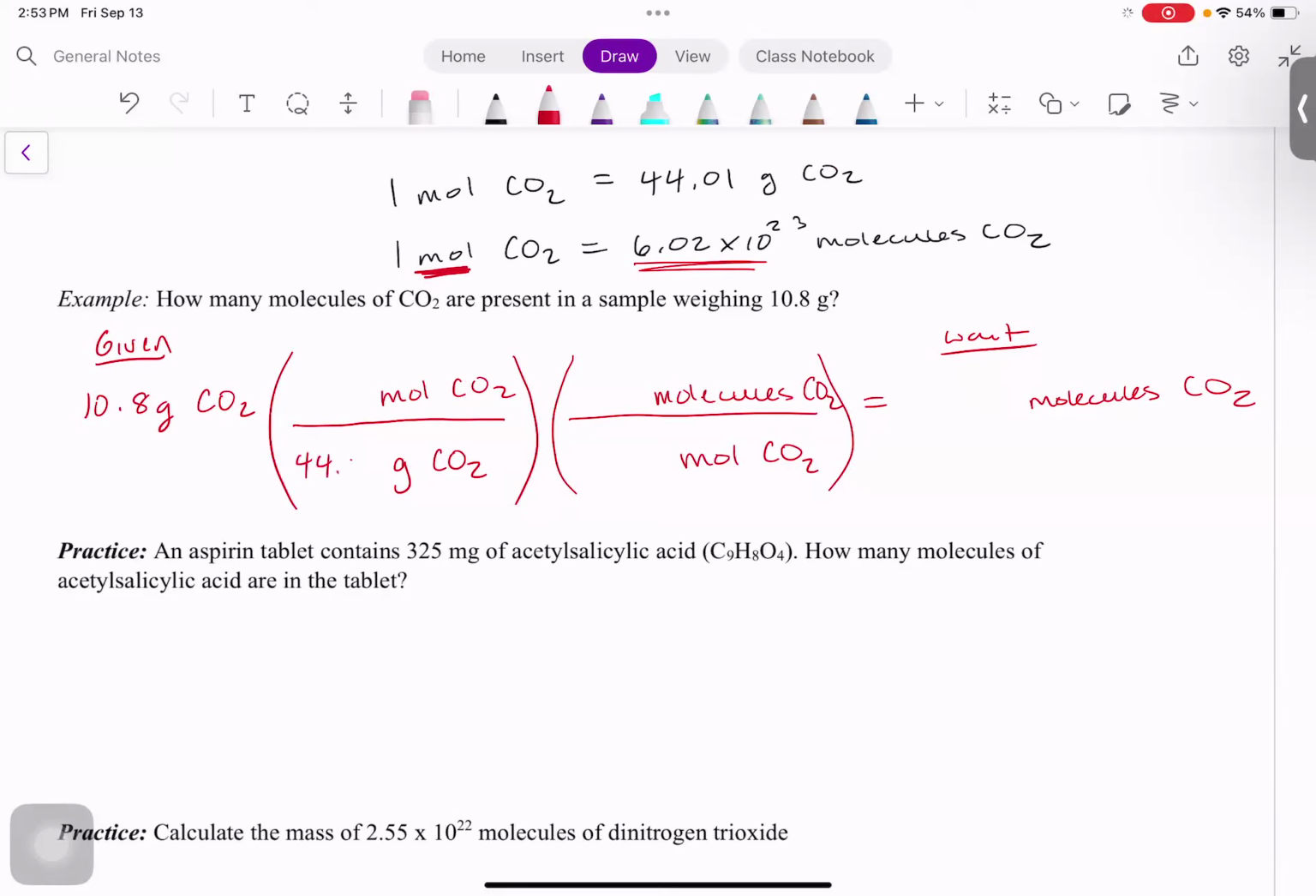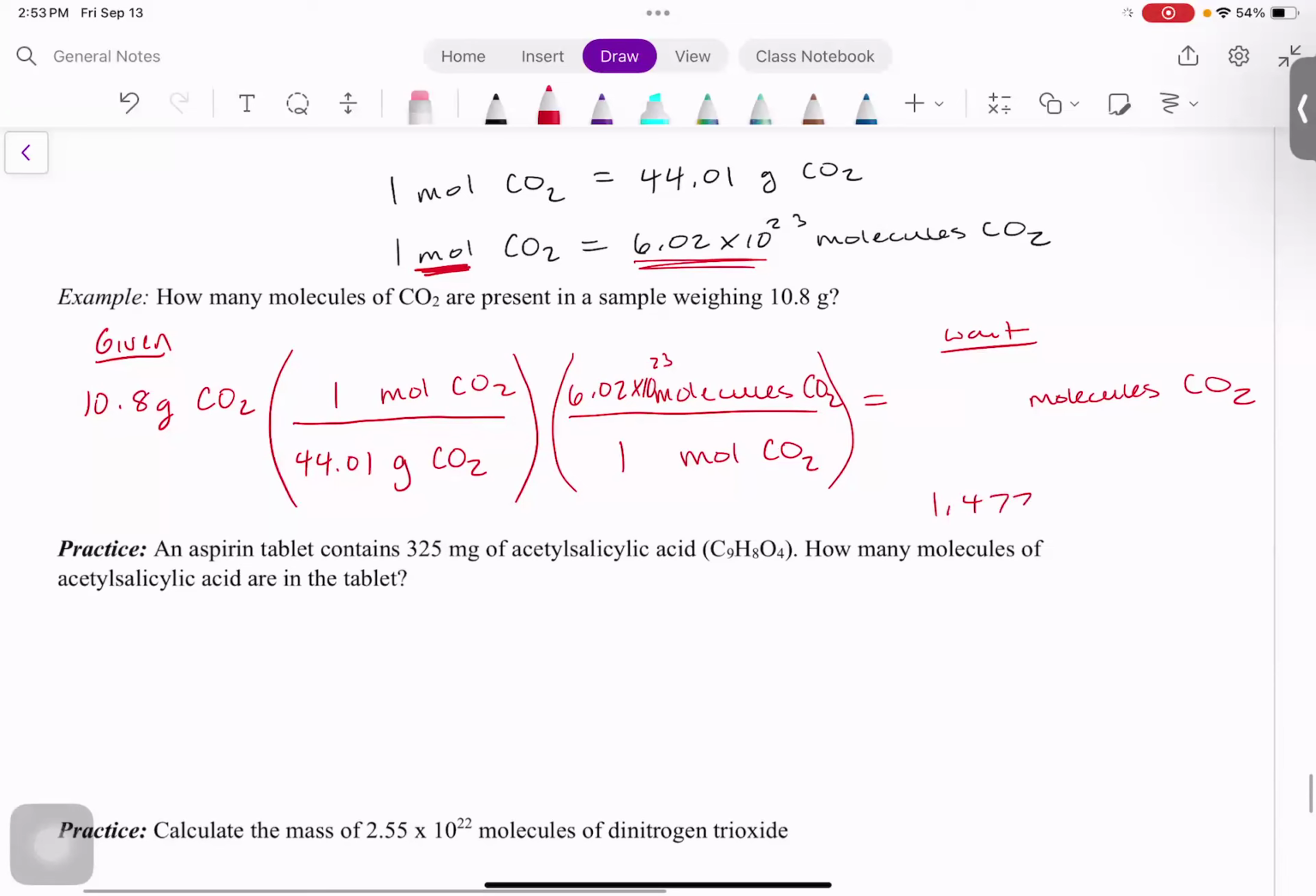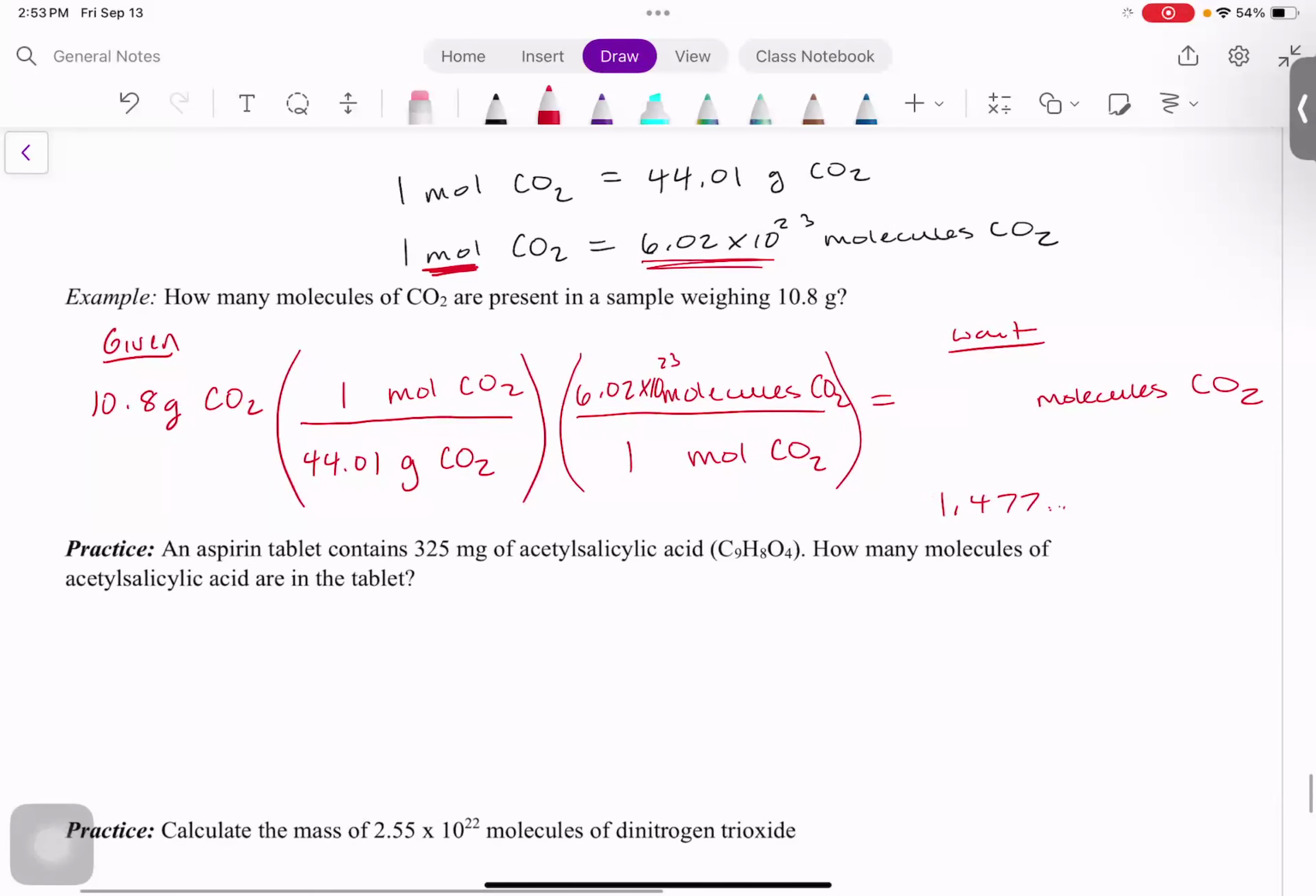So 44.01 grams of CO2, that is the molar mass. So that's the mass of 1 mole. 1 mole of CO2, 6.02 times 10 to the 23rd molecules. And that's it for my setup here. So 10.8 divided by 44.01 times 6.02 times 10 to the 23rd. And I get out of my calculator 1.477, a bunch of other stuff that we don't care about, E23. And so I will round this to 3 significant figures and report 1.48 times 10 to the 23rd molecules of carbon dioxide.